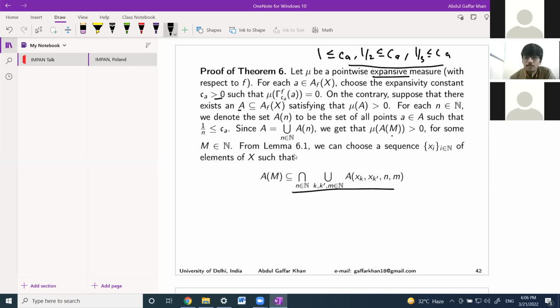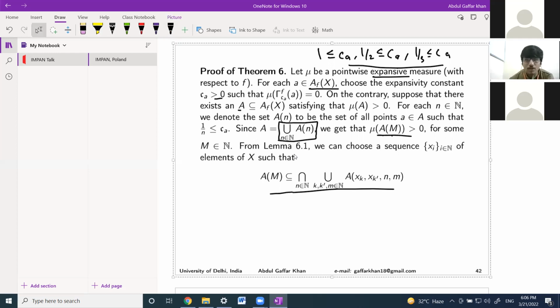The set exists because, assuming that the measure of AFX is positive, we can find a subset A in AFX which is divided into these sets, which form a decreasing sequence, definitely. So it can be written in this form. So we can find an M so that it has positive measure. Because we are using a contradiction method, we are assuming that AFX has positive measure. So this set AM will have positive measure, and AM is contained in this set because of lemma 6.1.